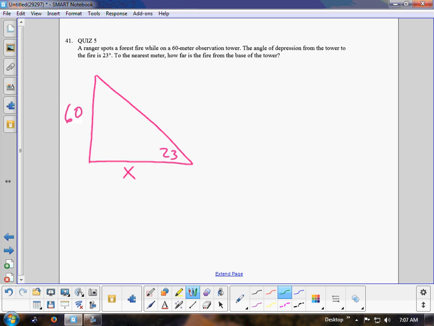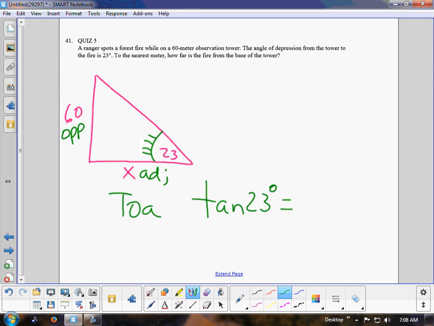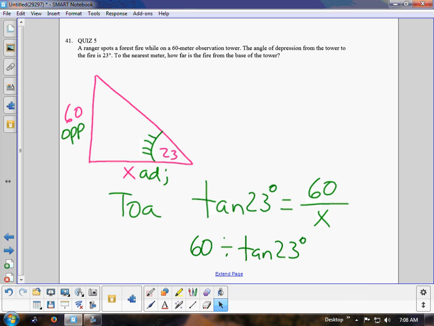You're going to be looking from the 23-degree angle. Across from it is its opposite. The x is the adjacent. So we're going to use TOA. We're going to say the tangent of 23 degrees equals the opposite, 60, over x, the adjacent. And then in our calculator, I'm going to put 60 divided by the tangent of 23 degrees and get the answer.